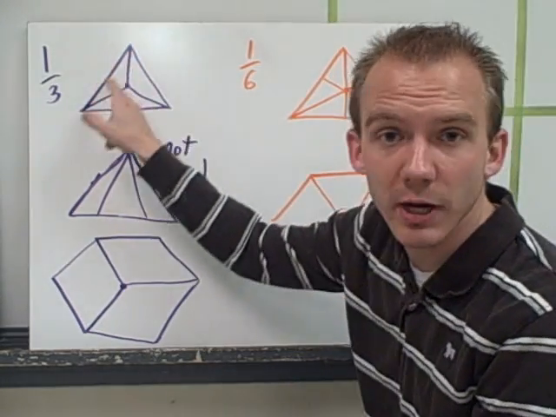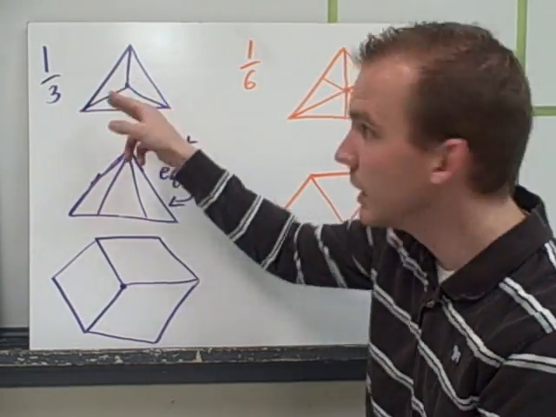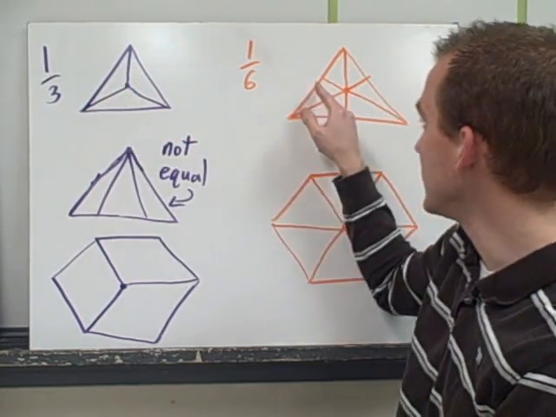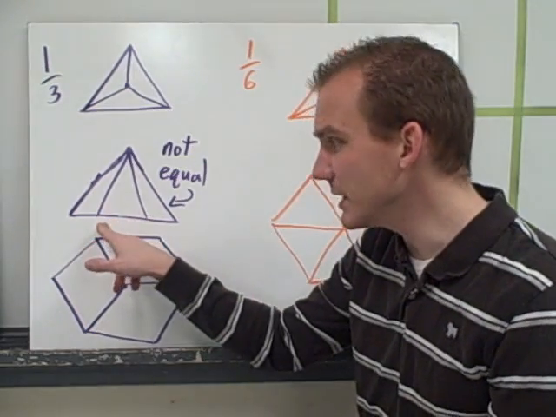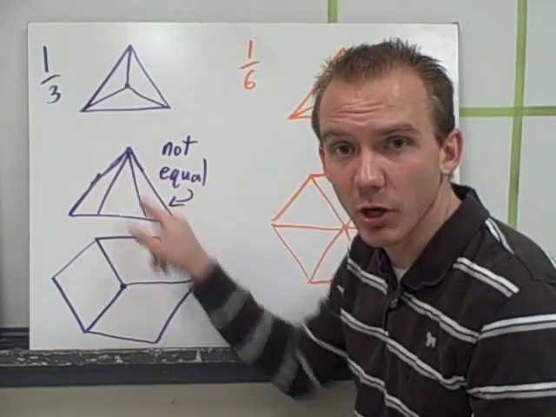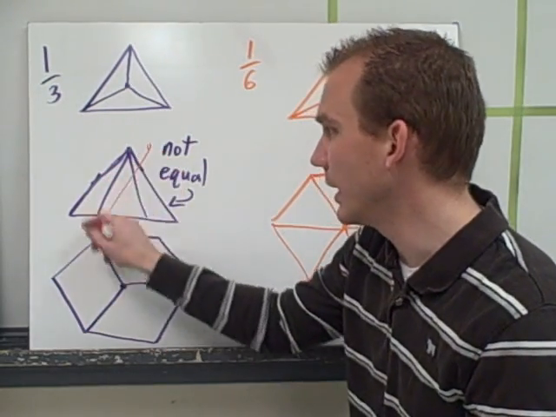Again, starting with a triangle where all the sides are equal, connect at the center, and then split those in half, you'll end up with sixths. This, however, would not work. Drawing lines straight down, you don't have equal triangles.